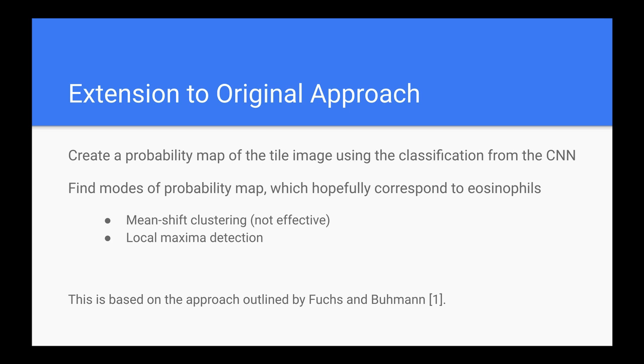So in our new approach, we create a probability map. We use a sliding window protocol to basically cycle through a whole slide image and feed each tile image to the CNN and create a probability map using the output of that CNN. We then use an algorithm called local maxima detection to find the modes of the probability map, basically the peaks in the probability map, which hopefully correspond to the eosinophil cells.